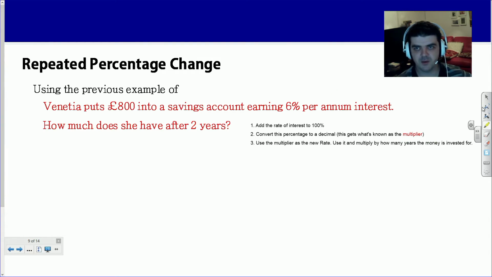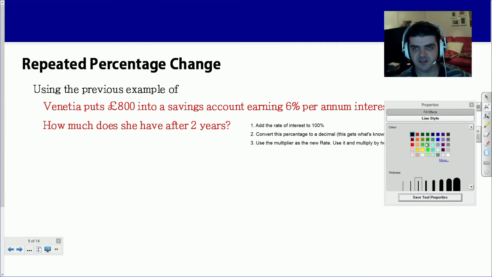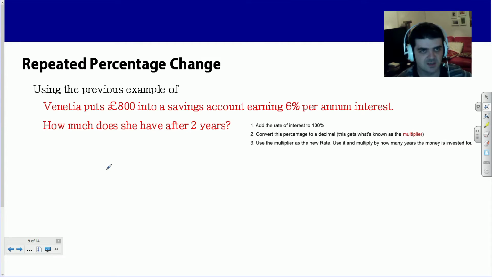If I go here, and we'll make sure our black pen is selected because that's much nicer. Okay, so our step 1 is we add the rate of interest to 100%. So our rate of interest is 6%, and we're going to add it to the 100%. If I add those two together, I get 106%.